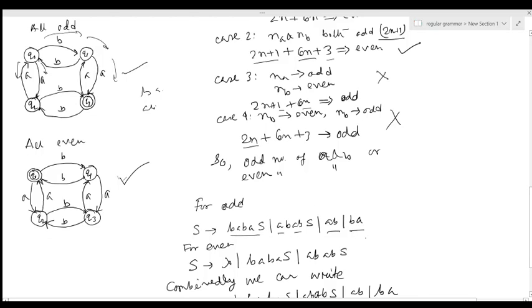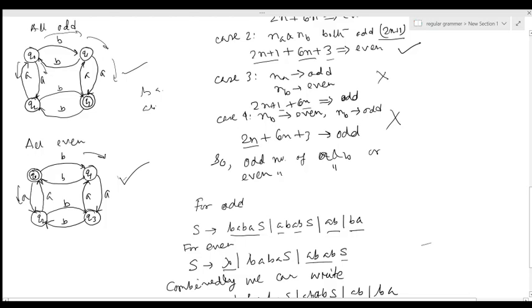So this is for the odd case. For the even case, this state accepts without taking any input, so lambda is included. Then BA, BA, because we have to go to the final state from the starting state, the full path. Then if you follow this path, BA, BA, and if you follow this path, AB, AB, so this portion is also included. Now finally, when we want to stop, we replace S with lambda.